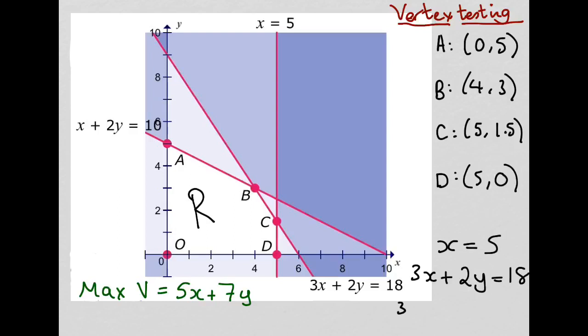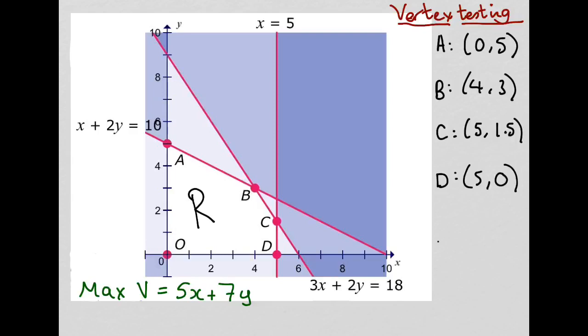So if I substitute 5 in here, 15 plus 2y equals 18, so that means that 2y must be 3. So yes, it is actually correct. y is 1.5. Lovely. They often throw one like that into the exam, so you have to use simultaneous equations. You can do it on your calculator.